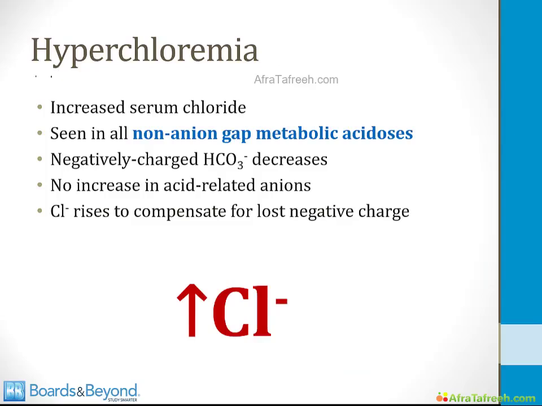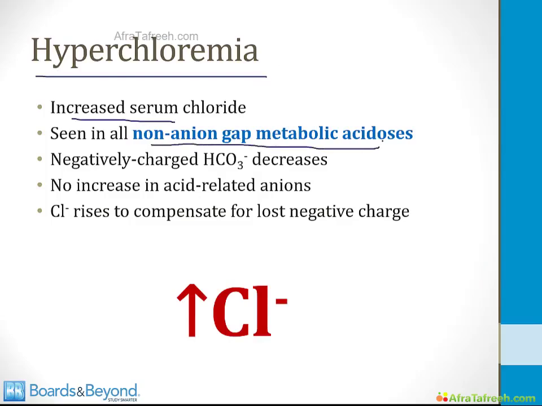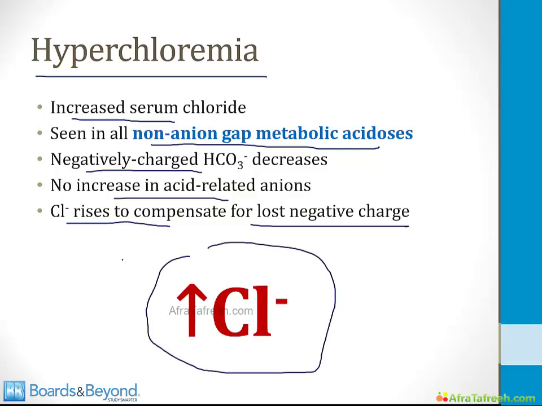Let me briefly mention hyperchloremia, which I just touched upon. An increased serum chloride is seen in all non-anion gap metabolic acidoses. In fact, these types of acidoses are sometimes called hyperchloremic metabolic acidosis disorders. Once again, this is because the negatively charged bicarbonate level decreases. There's no acid-related anion associated with the disorder, therefore chloride rises to compensate for the lost negative charge. So always remember this for board questions about non-anion gap metabolic acidoses. They're all going to be associated with an increased chloride level.